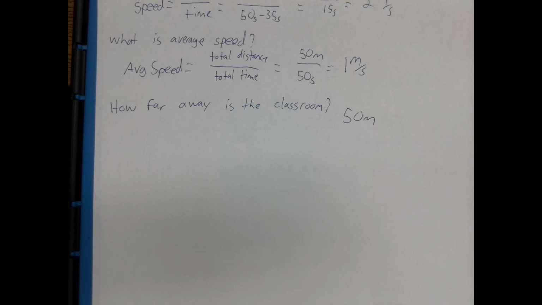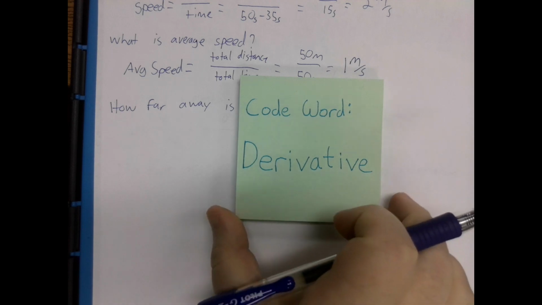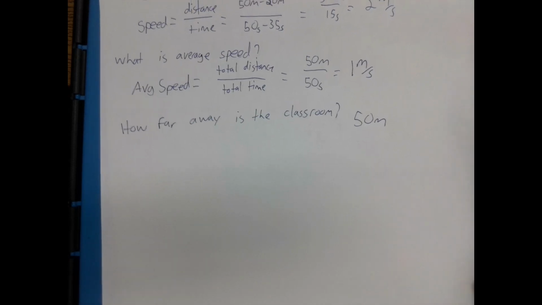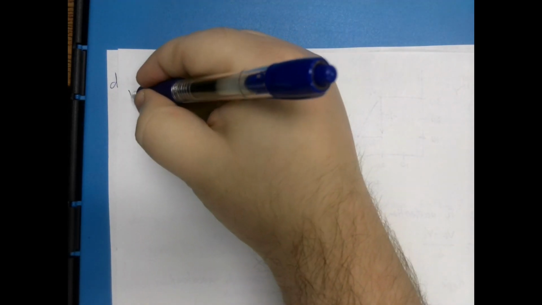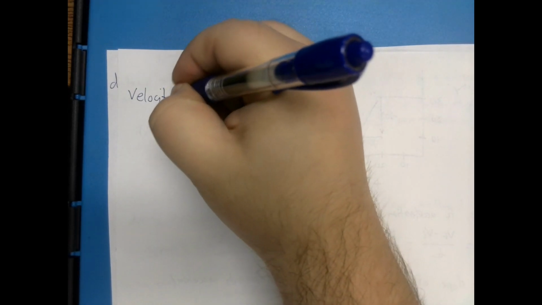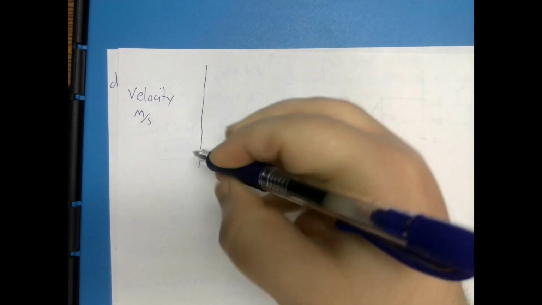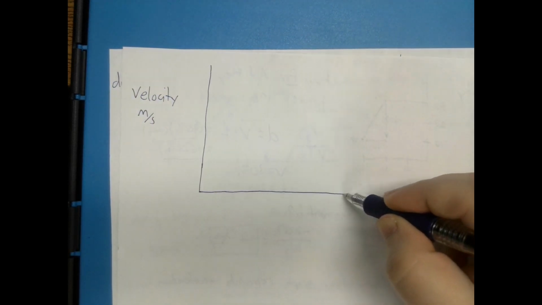That was a good point for the remote learner. Code word of the day is derivative. Code word of the day is derivative. Yeah, be quick.